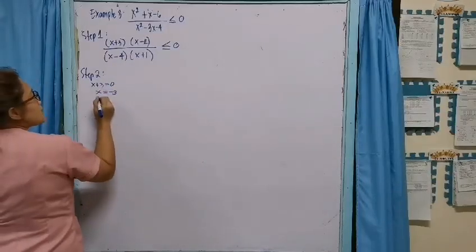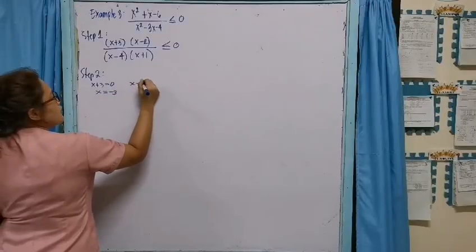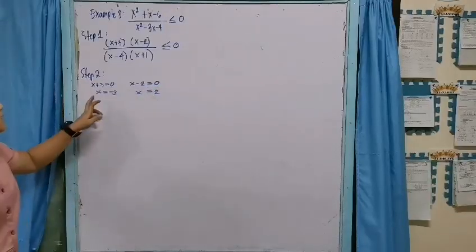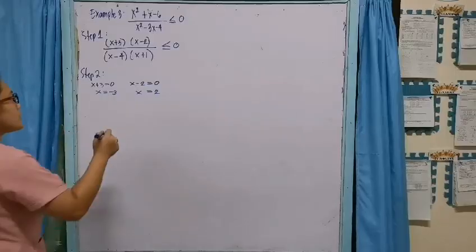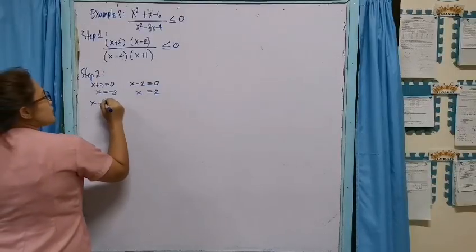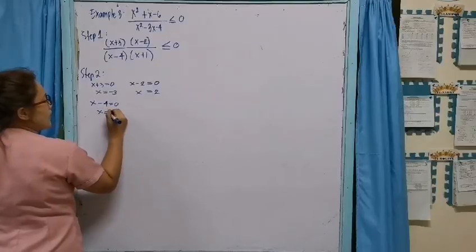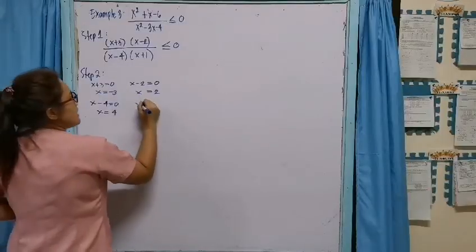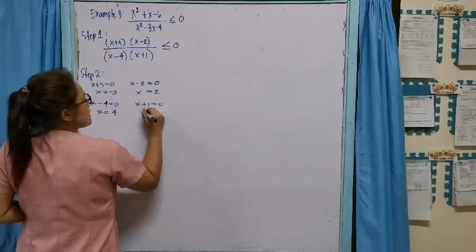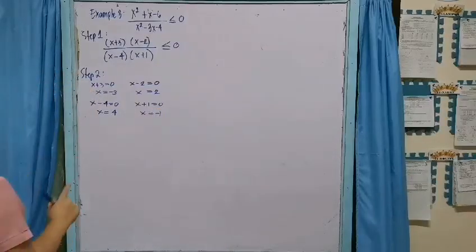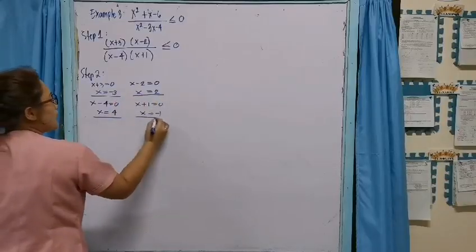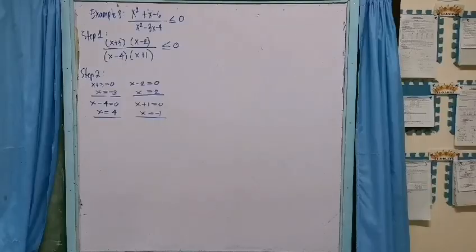The same thing with x minus 2 is equal to 0, so x is equal to 2. So the values of x for the numerator are negative 3 and 2. Then for the denominator, x minus 4 is equal to 0, so x is equal to 4. Then the other one is x plus 1 equals 0, so x is equal to negative 1. So we now have 4 values of x: negative 3, 2, 4, and negative 1.